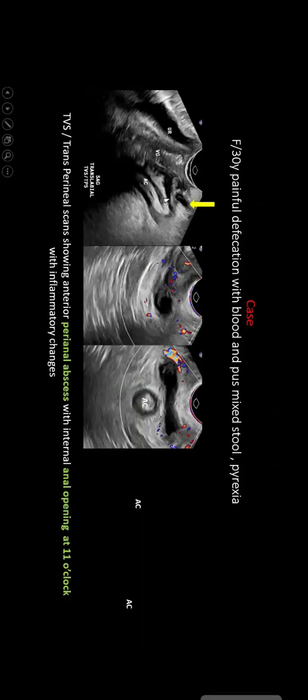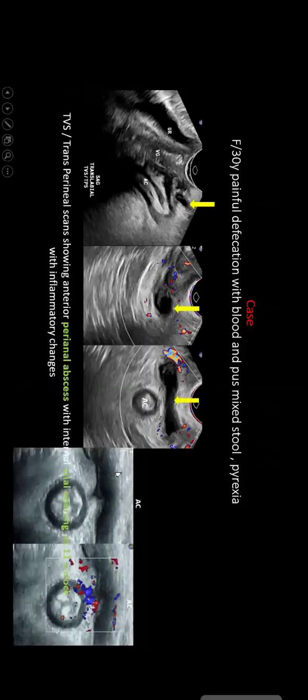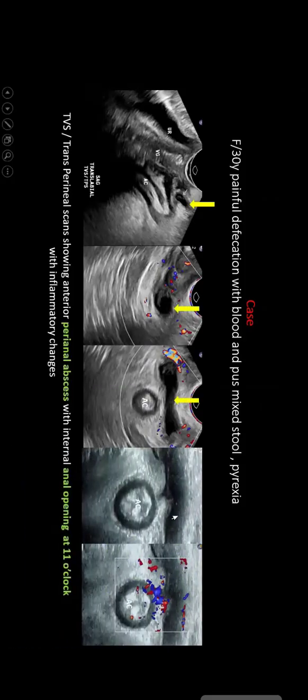So perianal abscess. Now still with high resolution probe. These images are of the transvaginal probe. Now coming to the linear probe. So there is an abscess, there is internal sphincter, lumen, external sphincter, and we can see the internal opening within the anal canal at 11 to 12 o'clock position. So this is a perianal abscess with internal opening at the anal canal. No external opening is present at present.